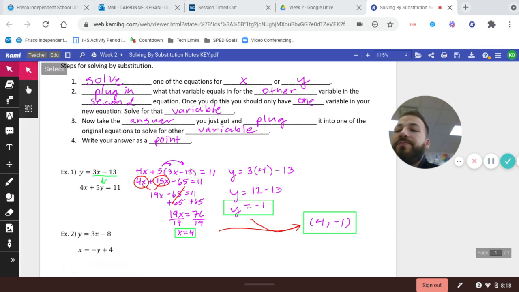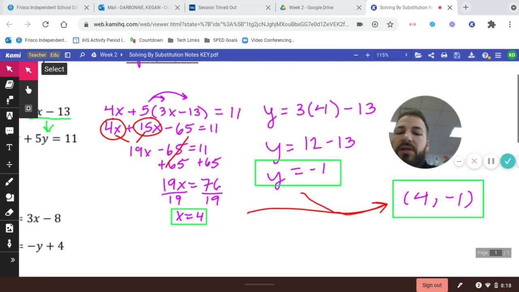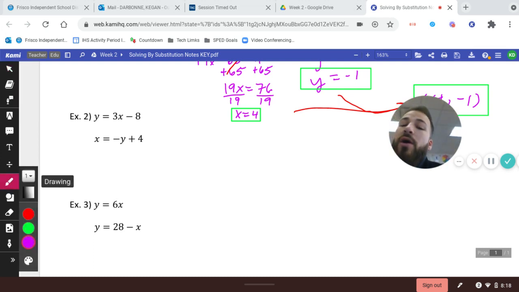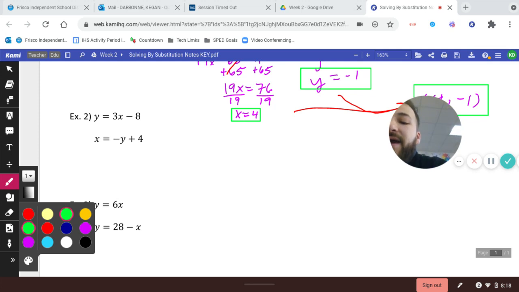So let's look at number 2. Okay, we have y is equal to 3x minus 8 and x is equal to negative y plus 4. So it does not matter which one here that we actually plug in for. Really doesn't. I could plug y in for y, I could plug x in for x. Totally doesn't matter. Let's just switch it around. This time we're going to plug x in. So I'm going to take negative y plus 4 and I'm going to plug it in for x.